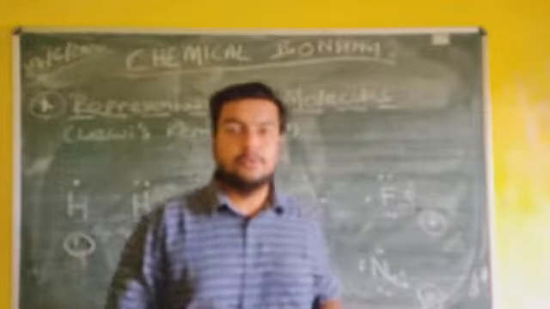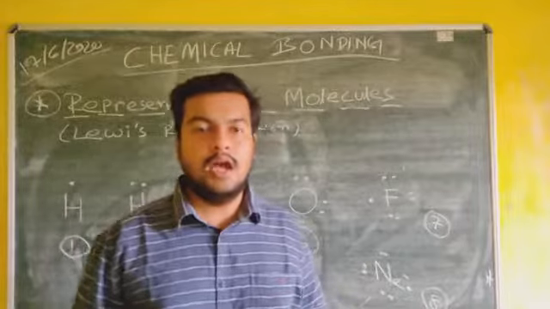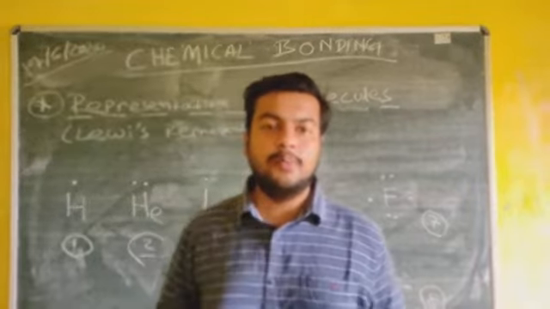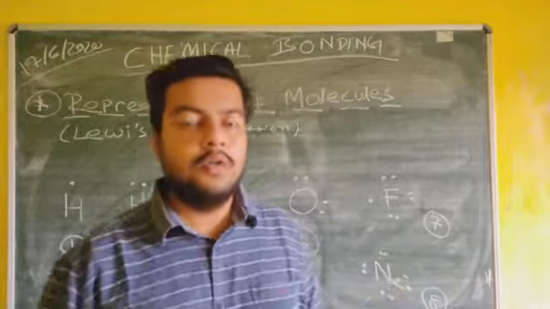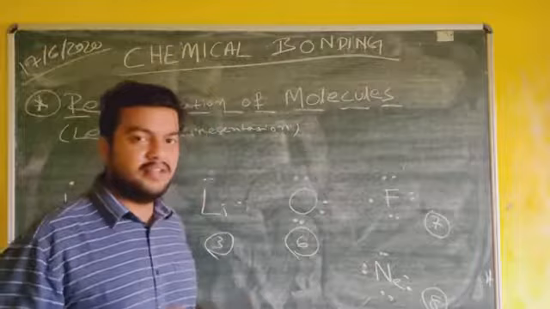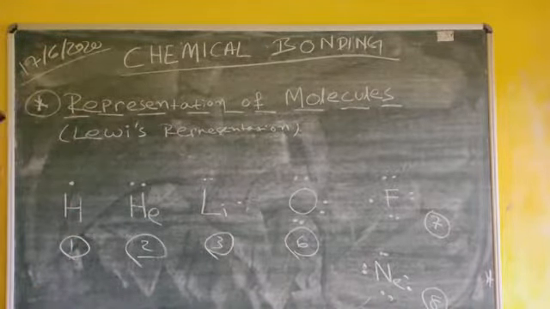Hello students. Let's continue our chapter on chemical bonding. In the last classes we have studied about Lewis dot representation, or how to represent the atom according to the Lewis representation that is given by the scientist named Lewis. So how do we do that?